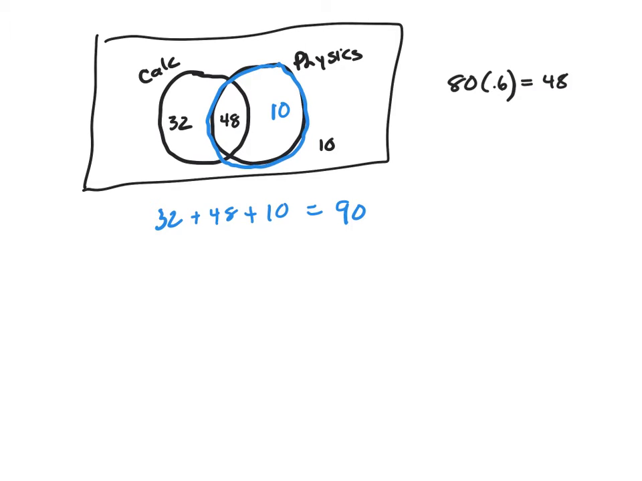If you add all those up, you're going to get 100% or 100 students. So the number of students taking physics, 58%. Answer D.